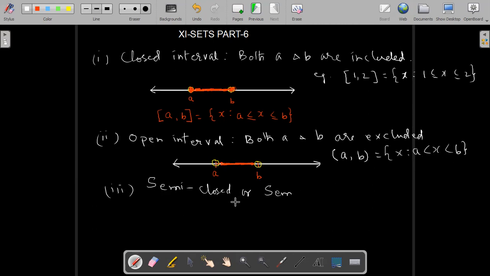When one side is included, we write semi-closed or semi-open interval. It can be of two types: left side open and right side closed, or left side closed and right side open. We will draw both. Suppose we take left side open and right side closed. You can also have left side closed and right side open. These are both examples of semi-closed and semi-open intervals. And how do we represent it?